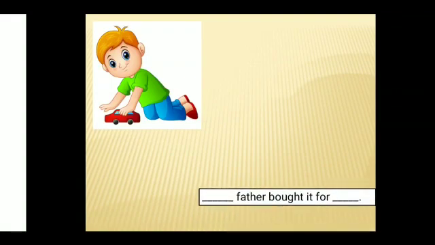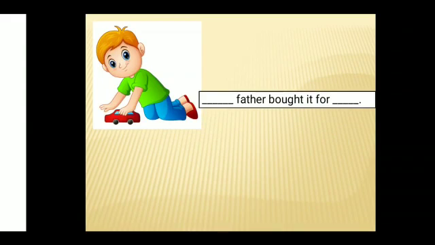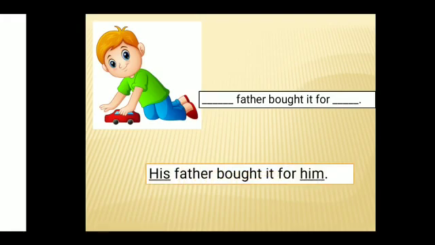If you want a car or anything, you have to ask your parents and they will buy it for you, right? So in the sense here, dash father bought it for dash. See, here it is a boy. So for a boy, what is the possessive? Whose father? This boy's father. So the possessive pronoun is his. If it is a boy, his. For whom did the father buy it? For him. His father bought it for him.